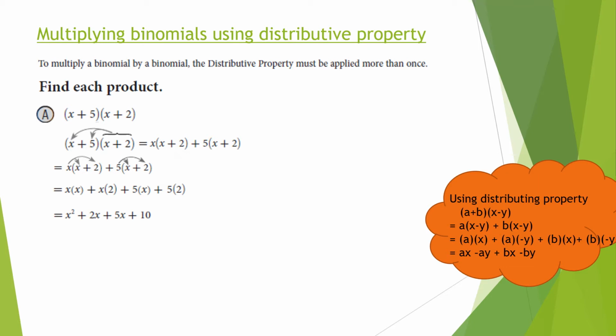We have to combine the like terms here, the 2x and the 5x. So 2x plus 5x will be 7x. If I don't have like terms, it's fine, it will be my final result, but I have to check for simplifying. I have to check for like terms to be combined together.